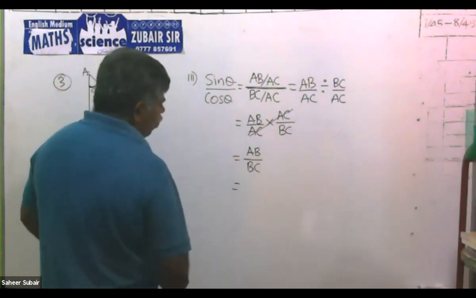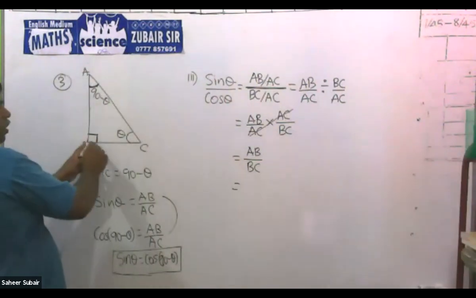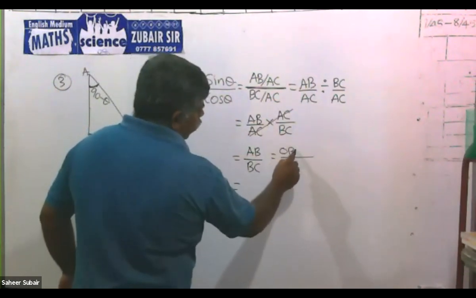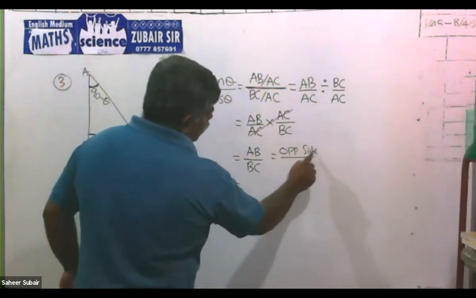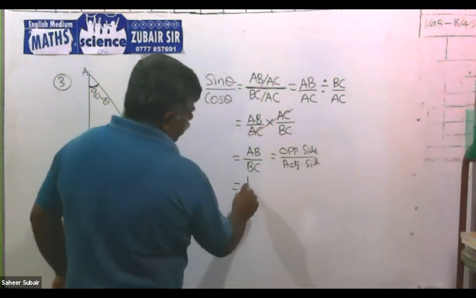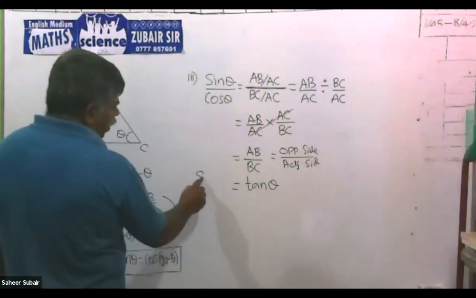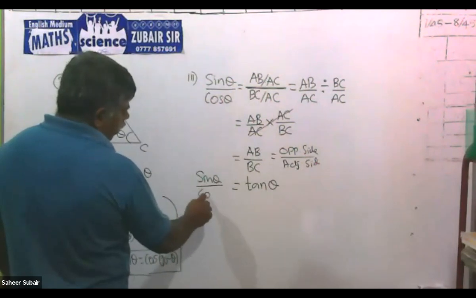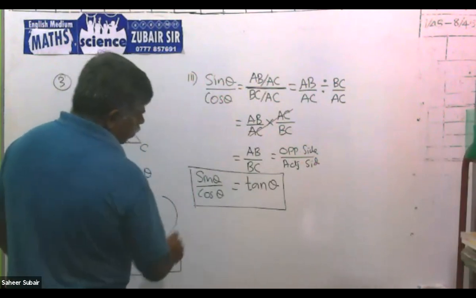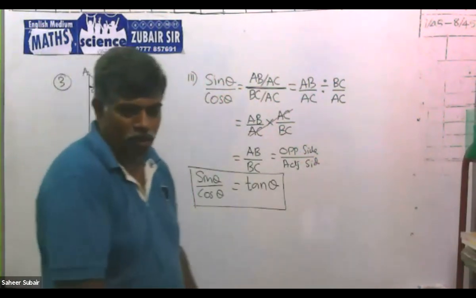So what is AB over BC? AB is the opposite side for theta, BC is the adjacent side. Opposite side over adjacent side is only tan theta. Then sin theta over cos theta equals tan theta. So this is also an important result in trigonometry.